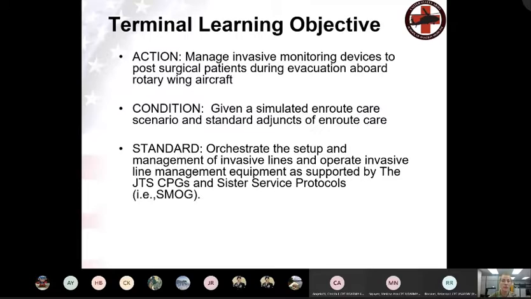Manage invasive monitoring devices to post-surgical patients during evacuation aboard rotary wing aircraft. Given a simulated en route care scenario and standard adjuncts of en route care, orchestrate the setup and management of invasive lines and operate invasive line management equipment as supported by the JTS CPGs and sister service protocols.